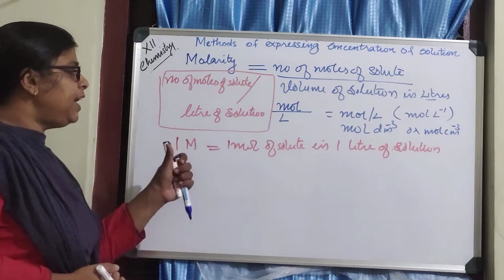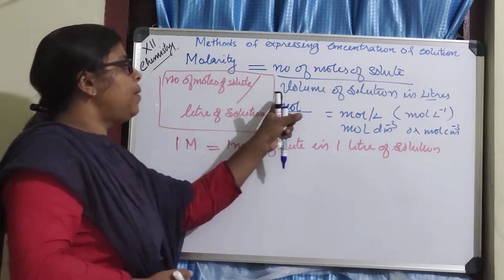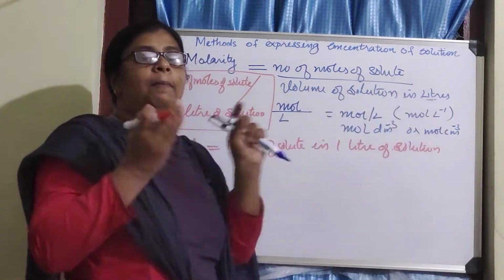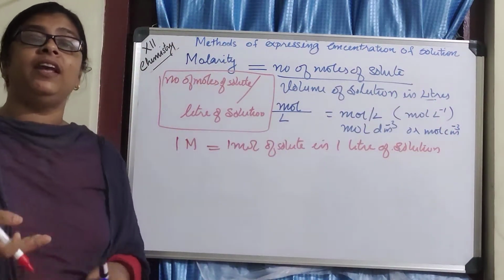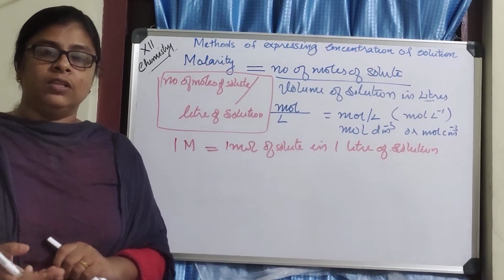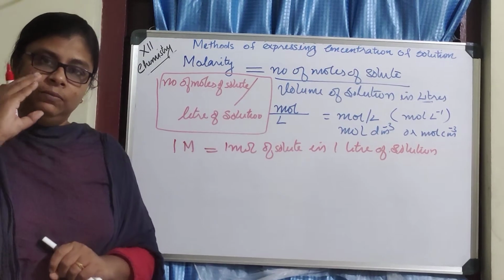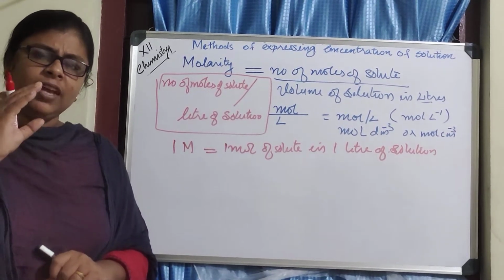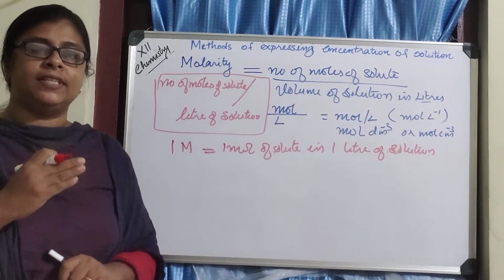So definitely we have to express the volume of solution in liters, even if it is given in ml. We have to convert it into liters. So how can you convert the volume expressed in ml to liters?